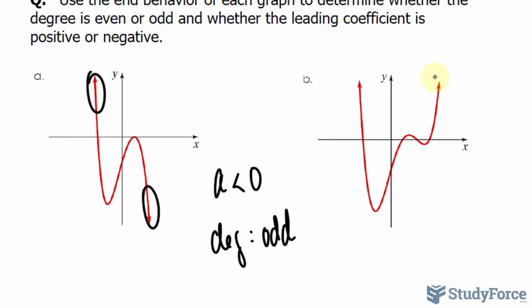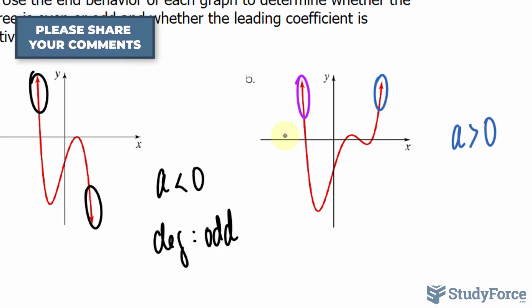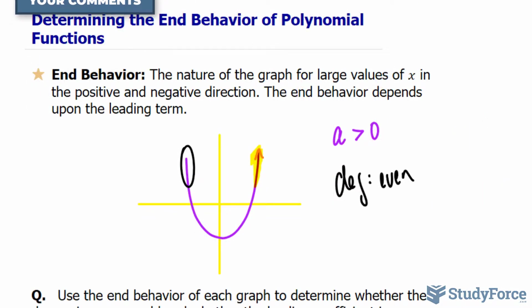In this example, the endpoint is facing up, so expect a to be positive. And this one is going in the same direction, so the degree is even. And so with what we learned, you can use that to determine the end behavior of a polynomial function when it comes to sketching a polynomial based on key features.